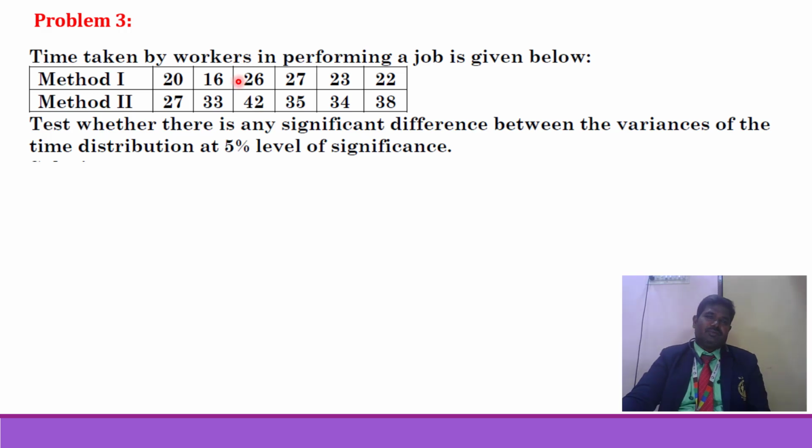So this problem is also similar to the previous one. We can calculate capital S1 square and capital S2 square. Based on that, we can check the greater variance and the smaller variance, and then apply the F test, get the table value from the table, compare the calculated value with the table value and get the conclusion. So this problem is similar to the previous one, so we can easily solve it.